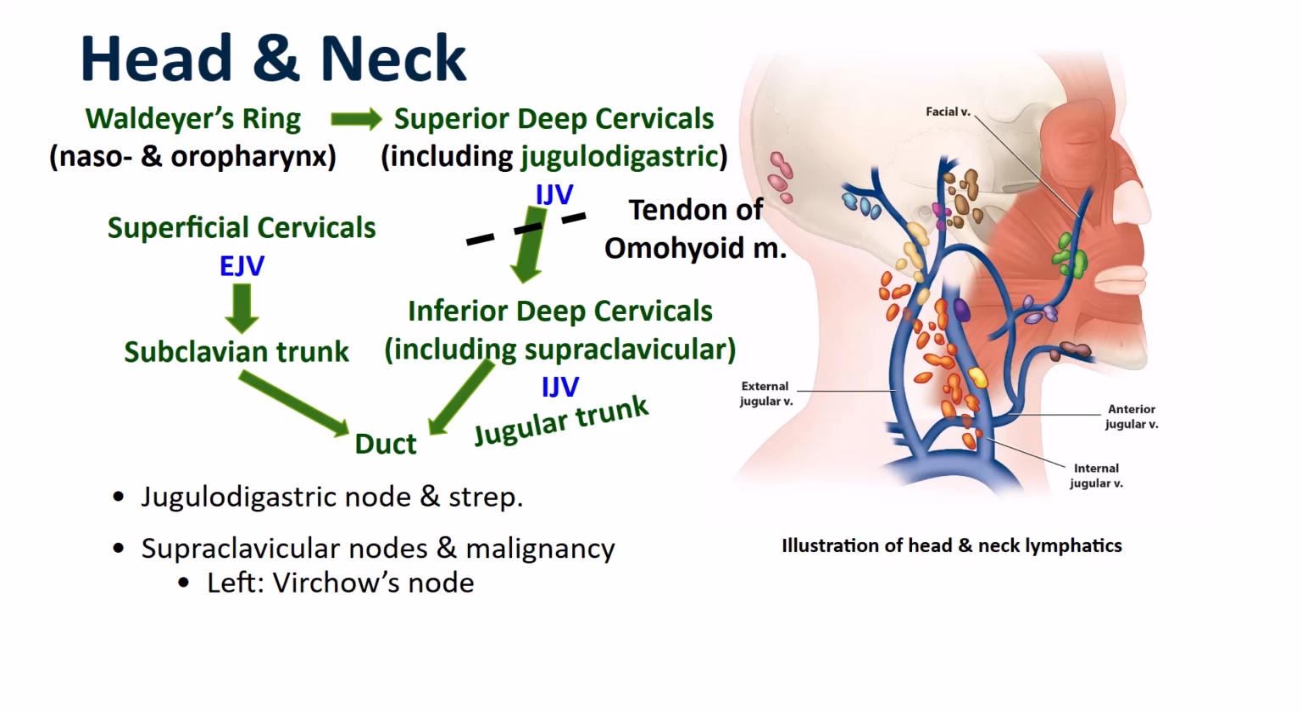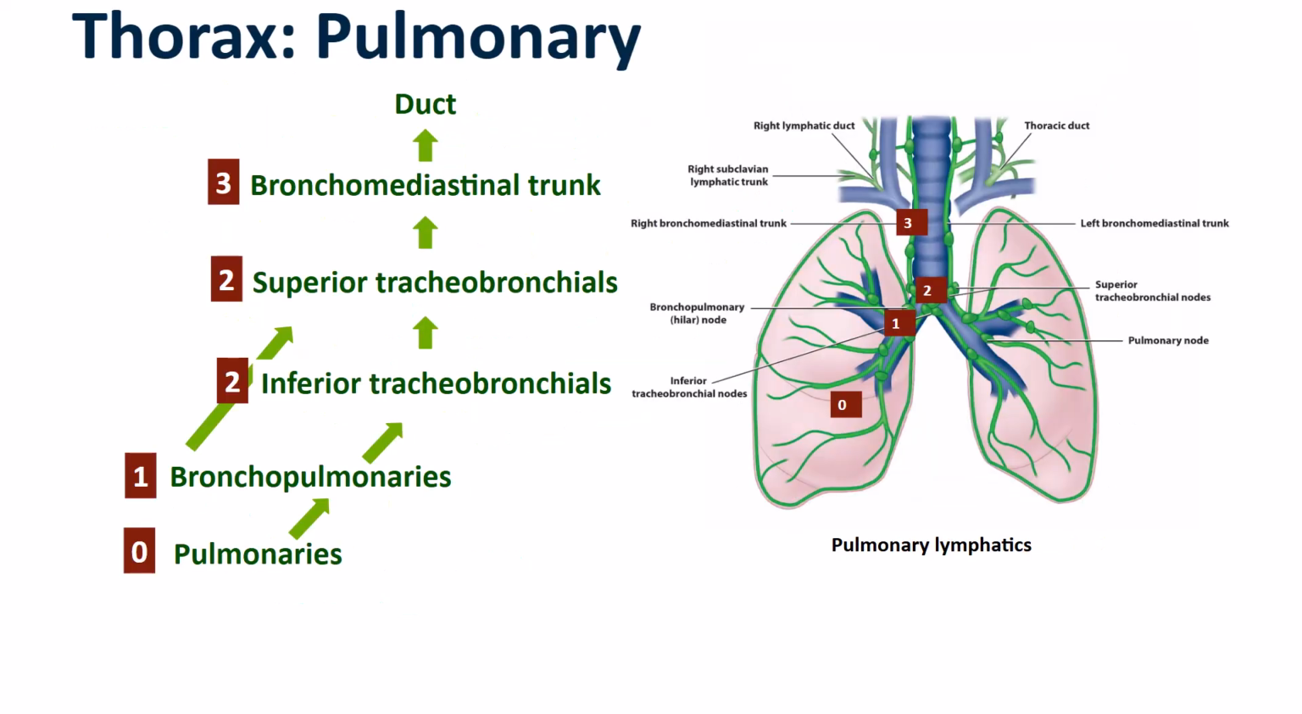And so oftentimes we call that supraclavicular node on the left side Virchow's node, after Rudolf Virchow. So that's an early indication of a gastric malignancy. So let's move down to the thorax, and we're going to start our study more deeply.